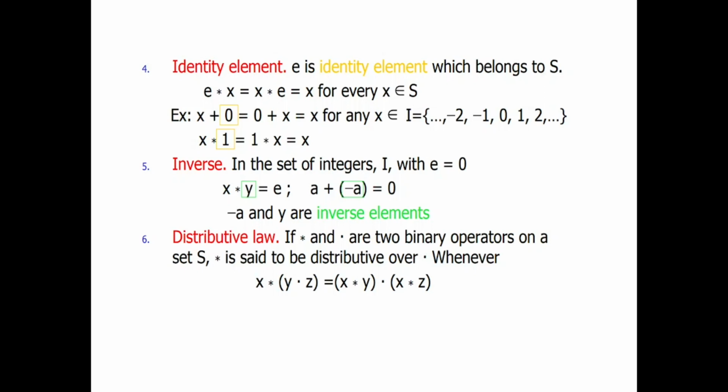Distributive law: if star and dot are two binary operators on a set S, star is said to be distributive over dot whenever x star (y dot z) equal to (x star y) dot (x star z).